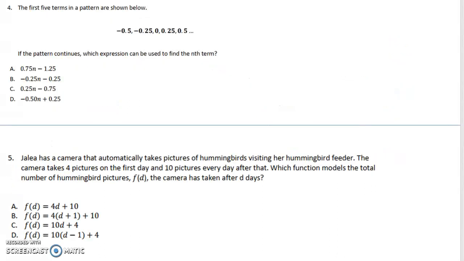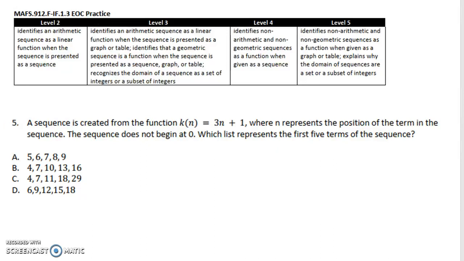Alrighty, so let's go ahead and take a look here. We've got a sequence created from the function k of n equals 3n plus 1, where n represents the position of the term in the sequence. The sequence does not begin at 0, which thus represents the first 5 terms. So our first term does not begin at 0, so we're going to start with our first term at 1. So we're going to start at k equals 1.